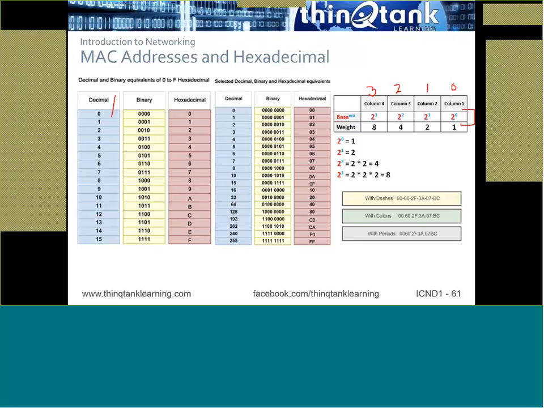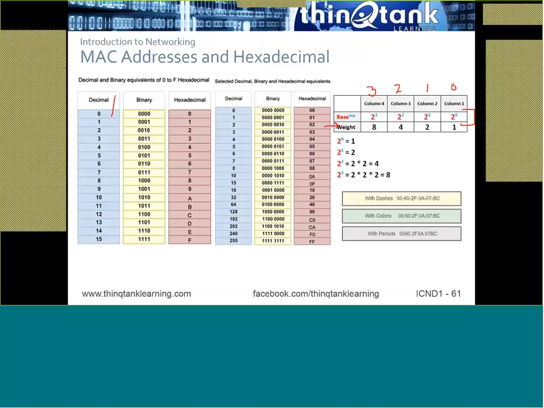The second row that you see in this chart is the value in decimal of the corresponding column in binary. So 2 to the power of 3 is equal to a decimal 8. 2 to the power of 2 is equal to a decimal 4. 2 to the power of 1 is equal to a decimal 2. And 2 to the power of 0 is equal to 1. Any number with an exponent of 0 is equal to 1. Okay?